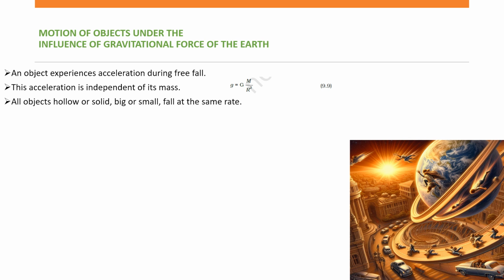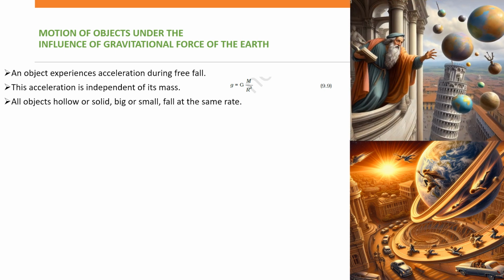All objects, hollow or solid, big or small, whether a feather, iron, a balloon, or some stone, fall at the same rate. What is that rate? It's 9.8 meters per second squared. That's the acceleration.